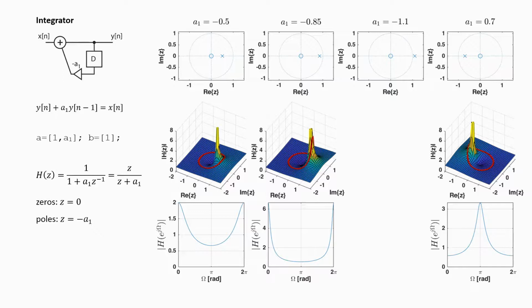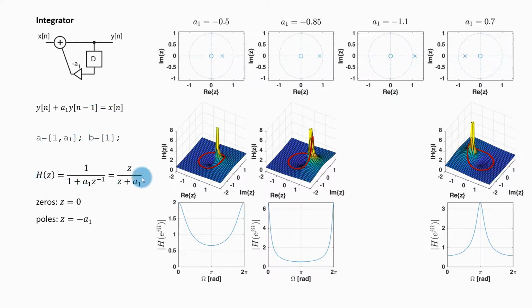On this and a couple of next slides, I have a few simple filters that you should be aware of. This filter is called the Integrator, and it has the same structure as the filter from the previous example, except this time I have this general coefficient a1. This is the difference equation of this filter, and if you wanted to implement this filter in MATLAB, you would need to use these A and B coefficients.